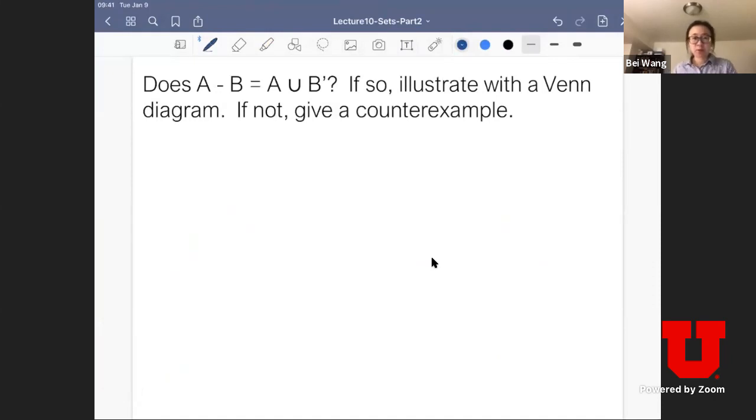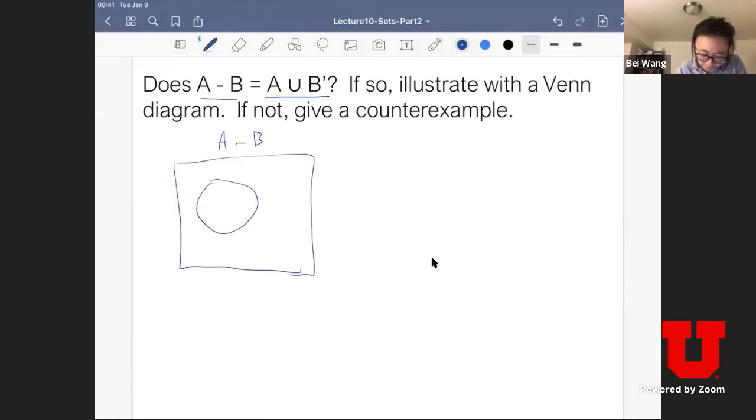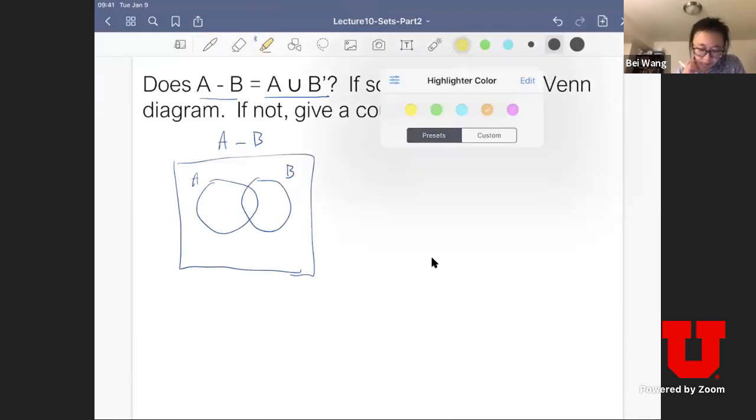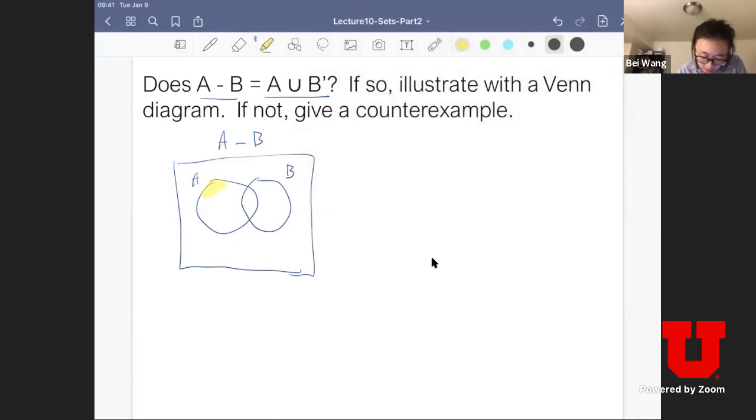So this is a sort of similar question. If I have two sets A and B, is A minus B equal to A union B complement? Again, the way to do it is to do the Venn diagram. So let's say the first Venn diagram is everything in A, not in B. And of course, this is fairly straightforward. Everything in A, not in B. So it's this yellow region.